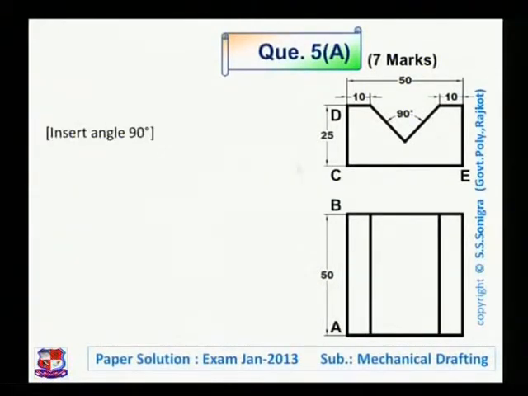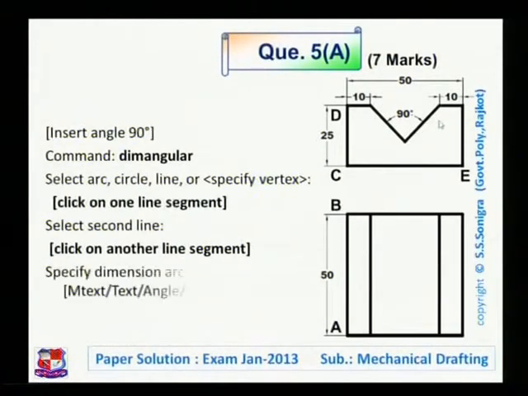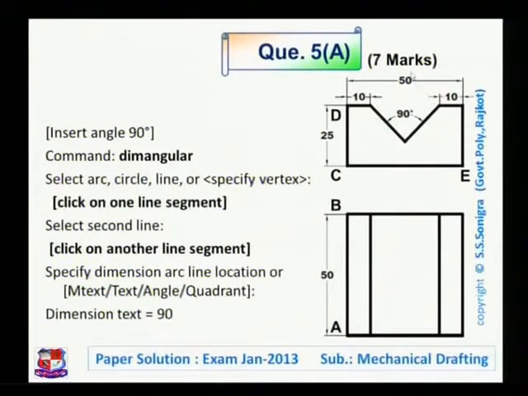And similarly, the angle of 90 degrees. How to insert the angle of 90 degrees with this command? For that use the dim angular command. Dim angular means the angular dimension. So for that, click to select this line, then select another line. After clicking this, click over here, and this dimension, that is 90 degrees, will be inserted in this drawing.